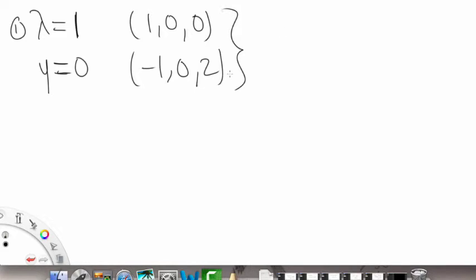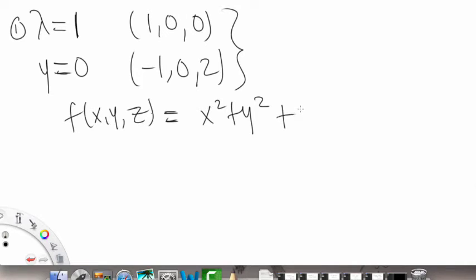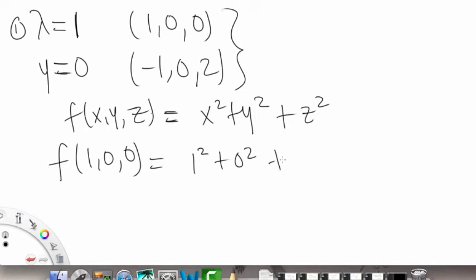So our function, f of x, y, z, the one that we want to maximize, is the distance, right? We want the farthest distance from the origin. So again, that equation is x squared plus y squared plus z squared. So if we just plug in these points, we can see which one goes the furthest. So here we're plugging in 1, 0, 0 first. So this is just going to turn out to be a 1.